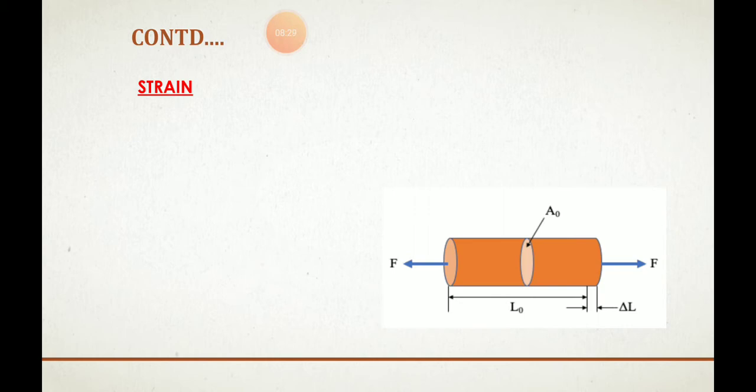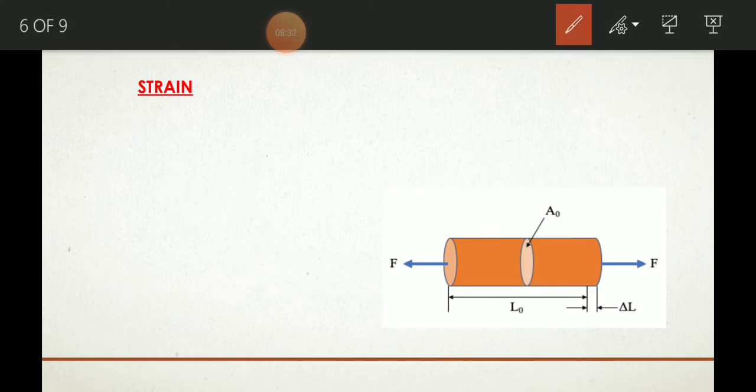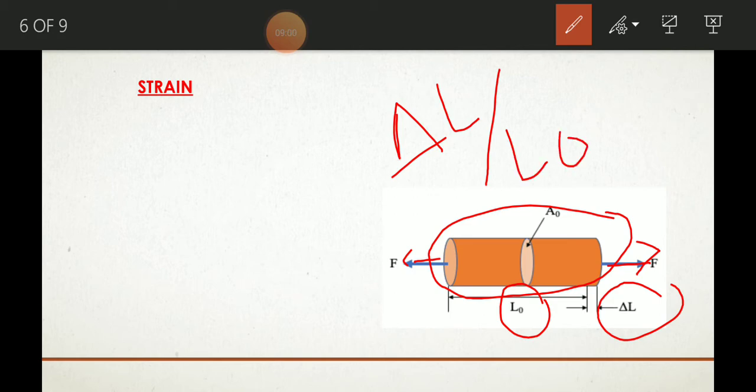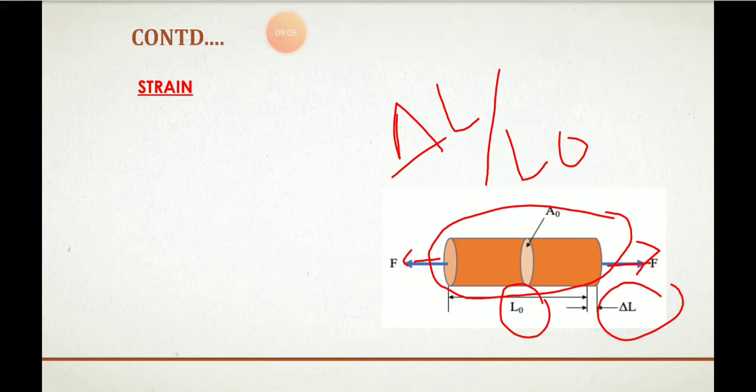See what will happen when we apply the load. This is the material I have taken here, which is circular in cross section. I applied the load on both sides, that is nothing but the tensile force. So once we apply the force, what will happen? The length of this material is going to change. So delta L I have given here is the change in length, and L naught is the original length. So delta L, the change in length, divided by the original length, constitutes your strain in the material.